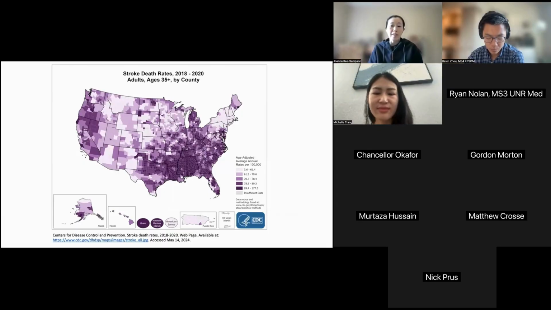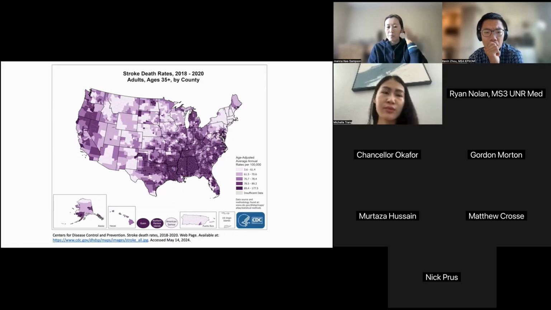The rate of death from stroke is not distributed evenly across the country, as you can see. The areas with the really dark purple are the areas of the country with the highest rate of mortality from stroke. We call this area the stroke belt. Down here in the southeast is where we have the most concentrated, highest mortality from stroke. And then the stroke buckle are the states of North Carolina, South Carolina, and Georgia.